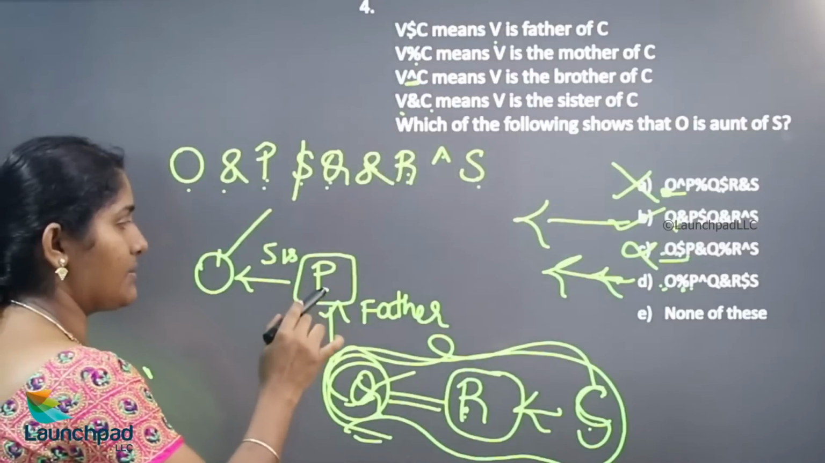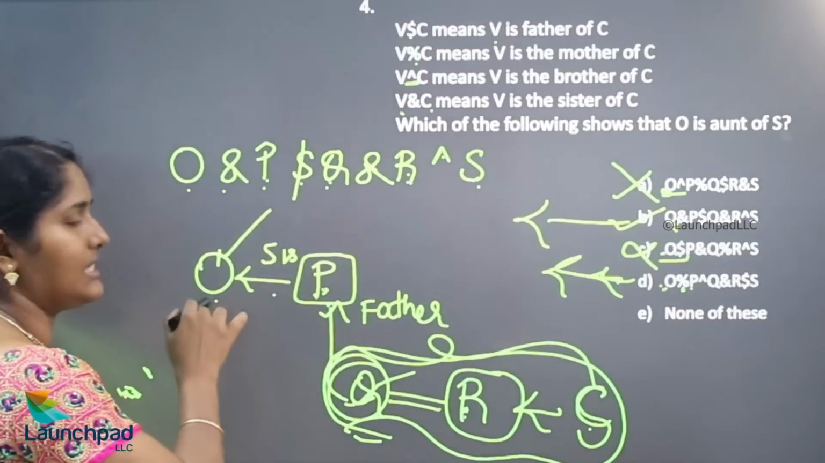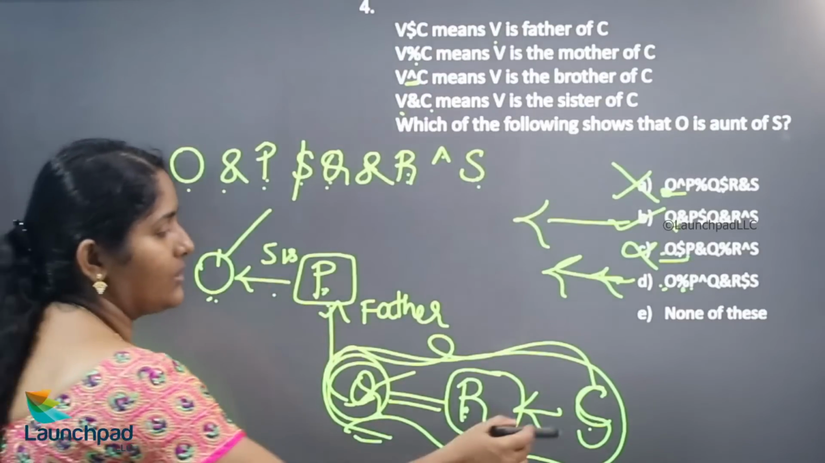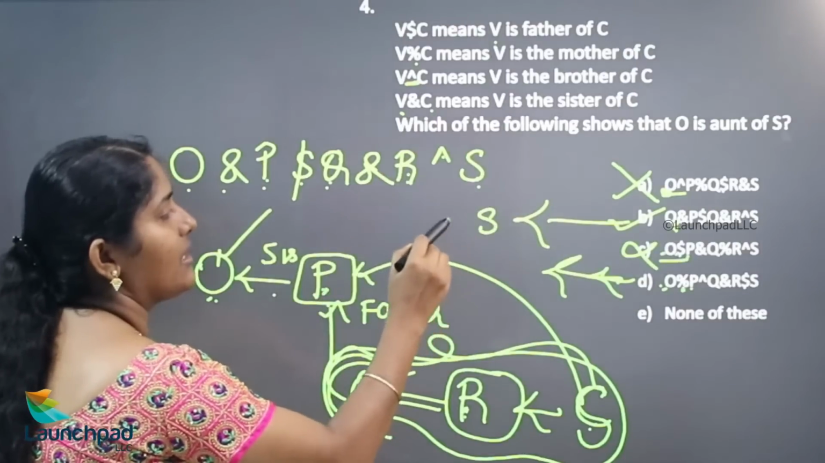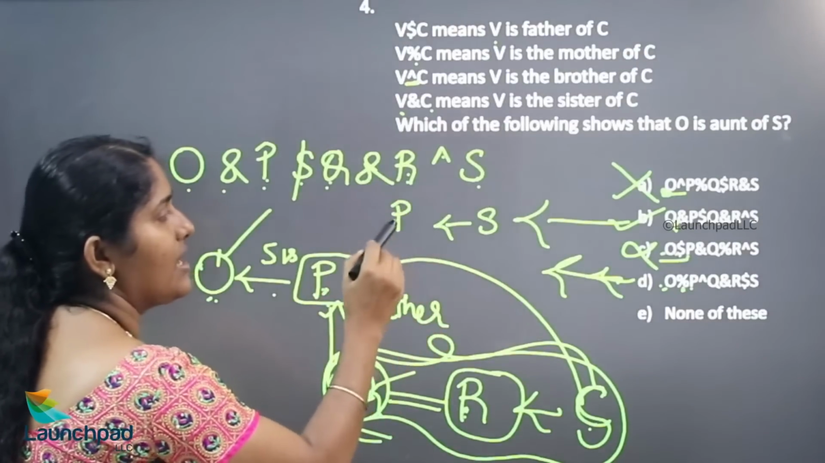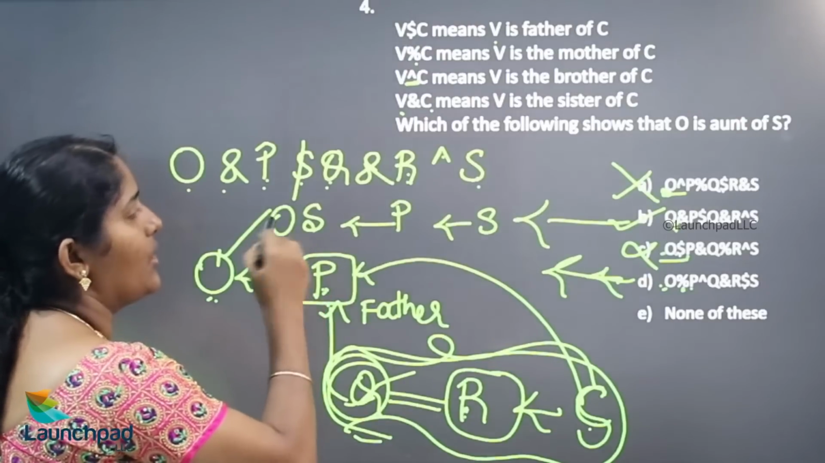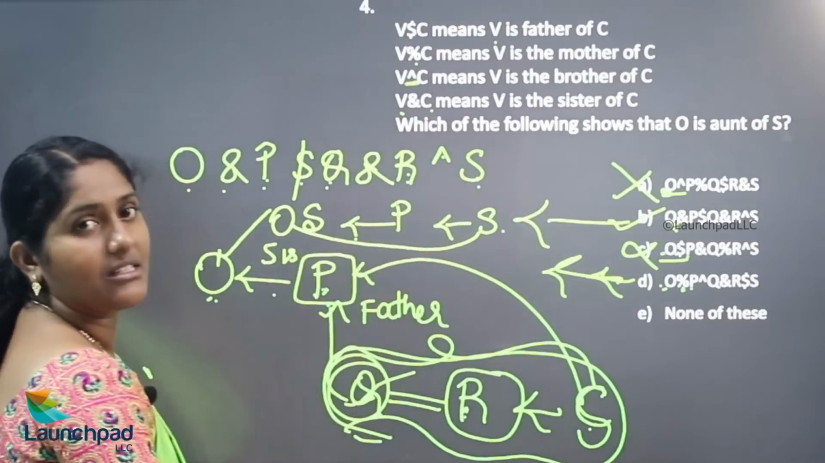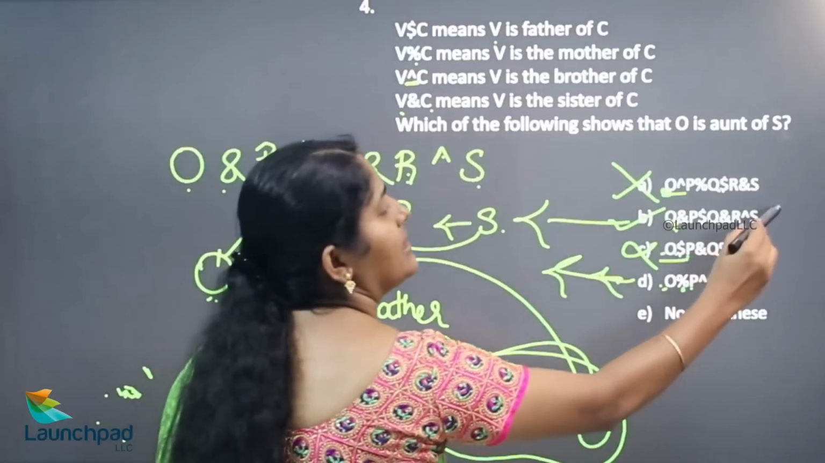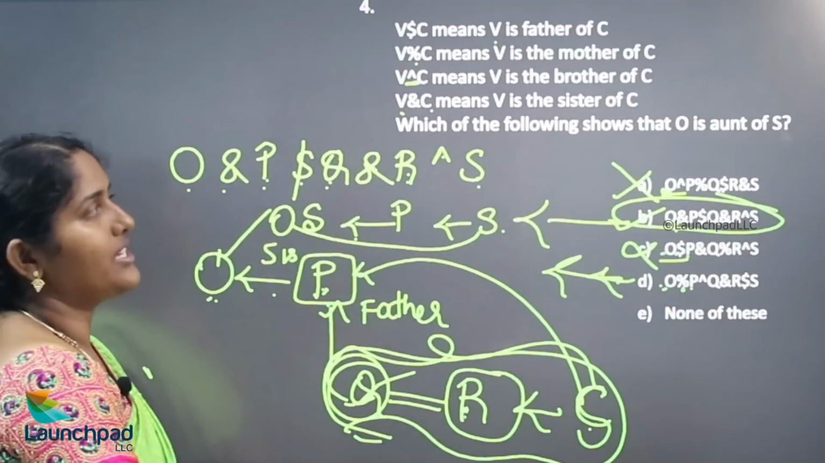Now P's sister is O. Father's sister is aunt. So S's father is P, and the father's sister is O. Hence, O is the aunt of S. Option B is the correct answer. Okay, we'll move on to your next question.